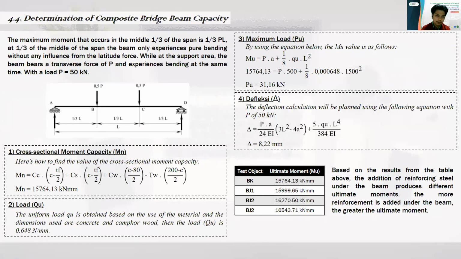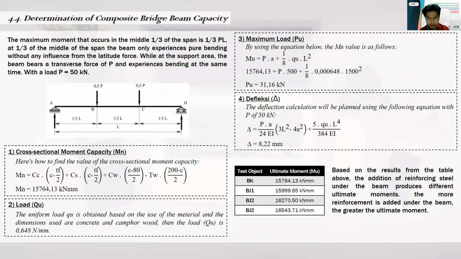Next, determination of composite bridge beam capacity, from seeking the deflection. The maximum moment that occurs in the middle 1/3 of the span is 1/3 PL. The beam only experiences pure bending without any influence from the lateral force. So the first is moment capacity, maximum load, which we assume for deflection is 50 kilonewton.